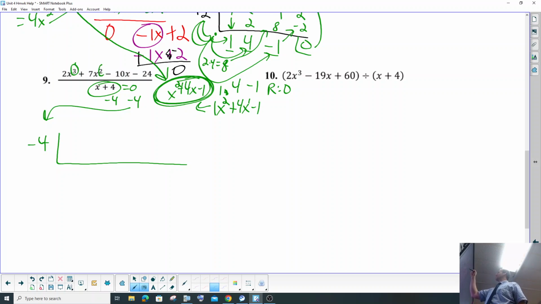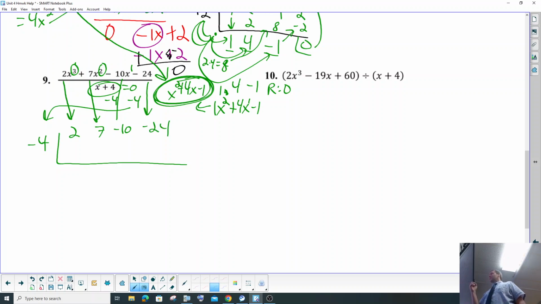Okay, so we got to go in order from least to greatest. We have a 3, 2, 1. Okay, you have to make sure there's no placeholders. If we were missing an x to the first power, you'd have to put a 0 in there to be a placeholder for x to the first power. But we've got them all there. So now you just bring down each number. Bring down the 2, bring down the 7, bring down the negative 10, and bring down the negative 24.